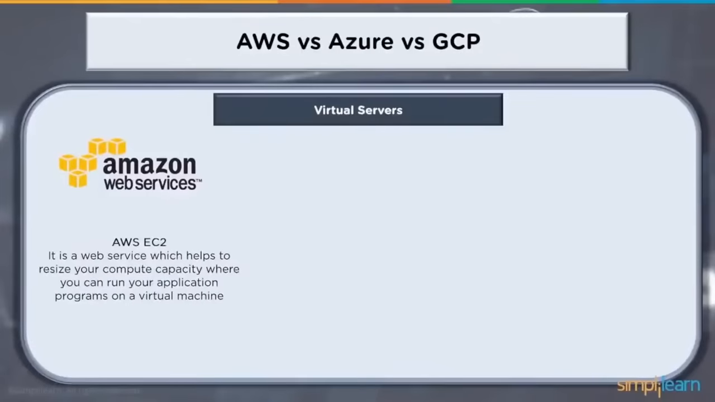When we talk about virtual servers, Amazon's EC2, that is Elastic Compute Cloud, is a web service which helps to resize your compute capacity, where you can run your application programs on a virtual machine.